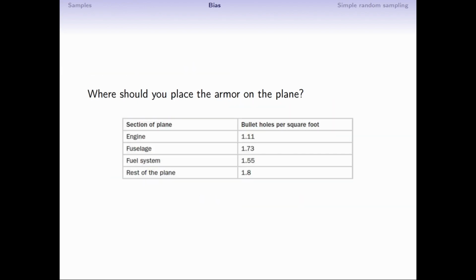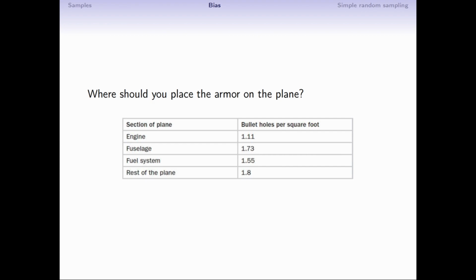Well, here's the data that the statistical research group had to work with, right? They looked at the planes that came back, and they realized that the bullet holes per square inch were distributed around the plane as follows. In the engine, 1.11 bullet holes per square foot. In the fuselage, 1.73. In the fuel system, 1.55. And in the rest of the plane, 1.8. So based on this information, where do you put the armor on the plane, right?